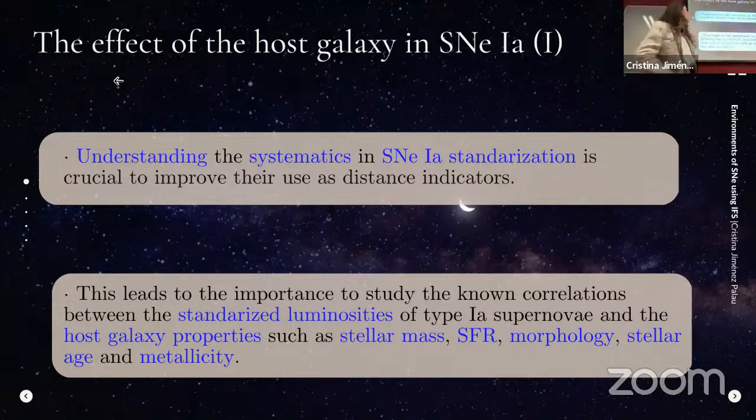So one of the things that also makes this important is that, as I said before, we are using type 1a supernovae to do cosmology, and to have very precise measurements of the distance, we need very, very precise measurements. One of the problems that we have now with the Hubble tension is the systematics. So we need to study all the possible correlations that we have with the standardized luminosities with, let's say, galaxy properties, like stellar mass, star formation rate, morphology, all the properties that the galaxies that host a supernova can have.